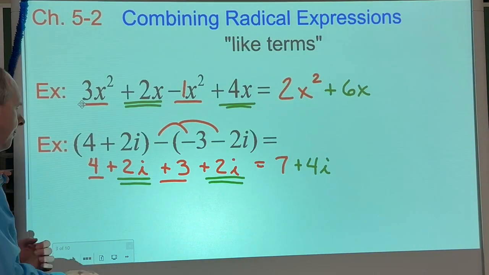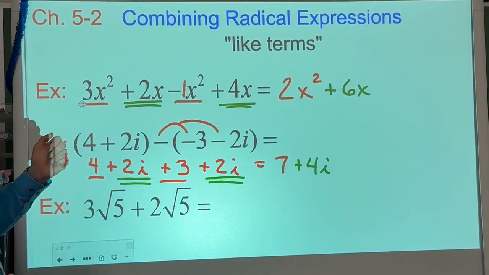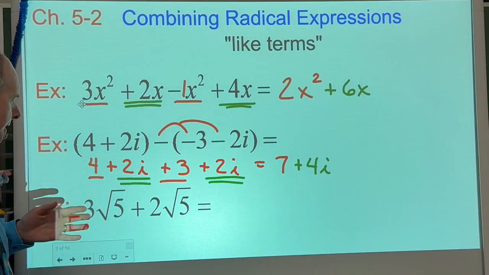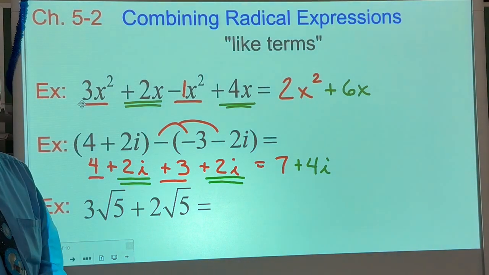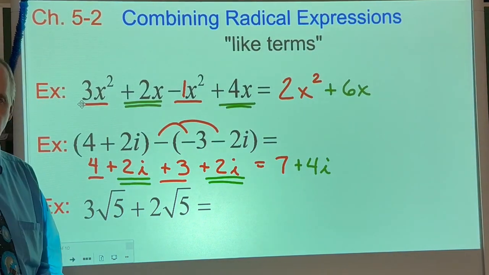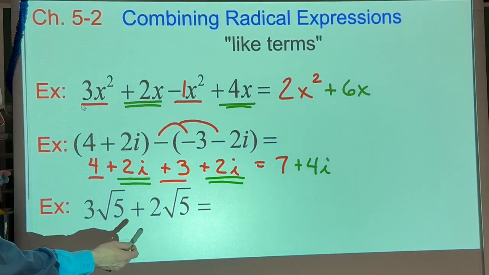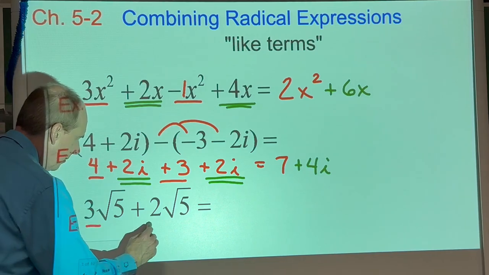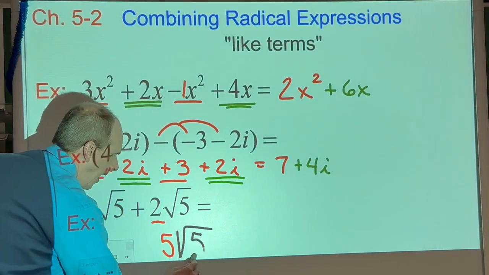They're not like terms. If we can do that with x's and with imaginary numbers, we can certainly do it with radical expressions also. You have 3 radical 5 plus 2 radical 5. Well, we keep the radical. It's almost like saying 3x plus 2x. And we simply need to add the numbers that are outside the radical. 3 plus 2 would give us 5 radical 5.